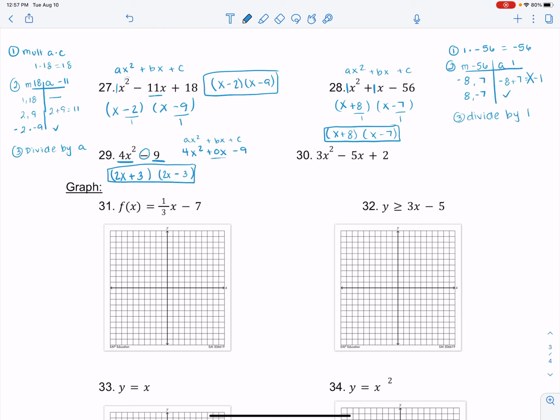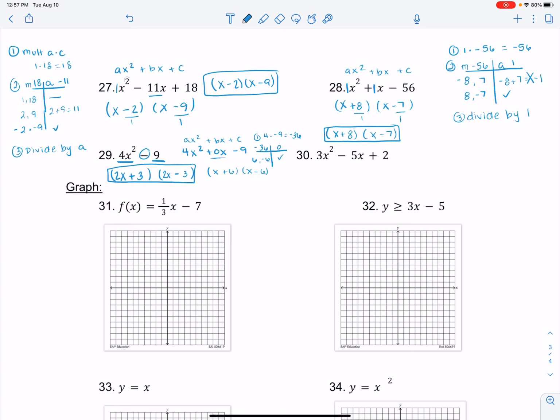So let me show you how to do it if you make b 0. So first we multiply a and c. So 4 times negative 9 is negative 36. Okay, build a t-chart. So I need two numbers that multiply to negative 36 and add to 0. 6 and negative 6 will work. So I have x plus 6, x minus 6.